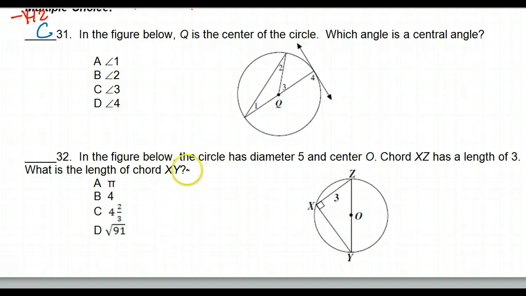Last one, figure below. The circle has a diameter of 5. Diameter of 5. Not radius, diameter. So that means from here to here is going to be 5. What is the length of chord XY? Okay, so that's this over here.